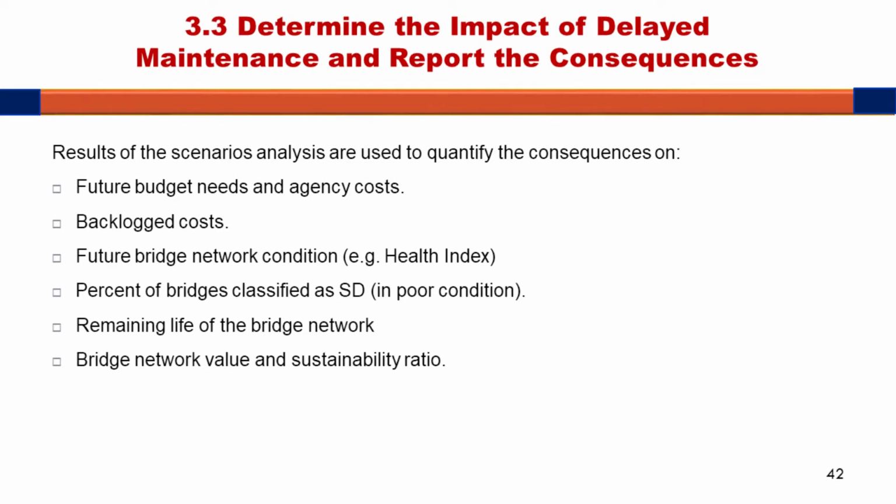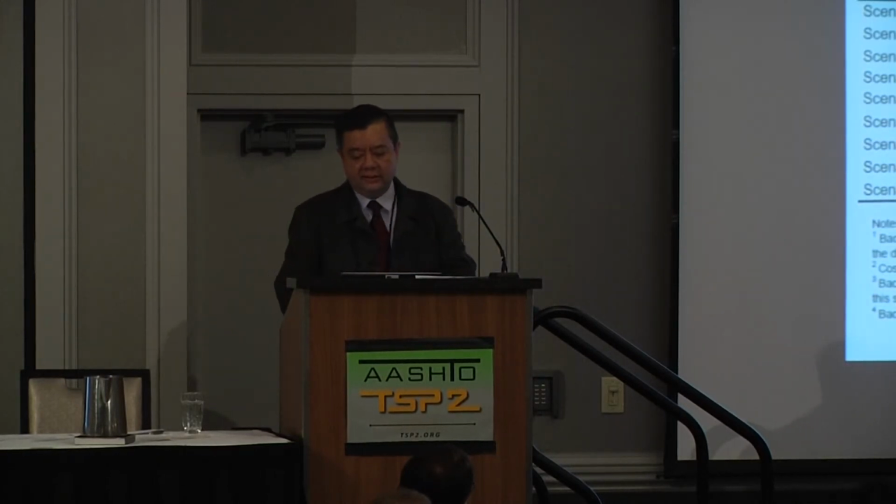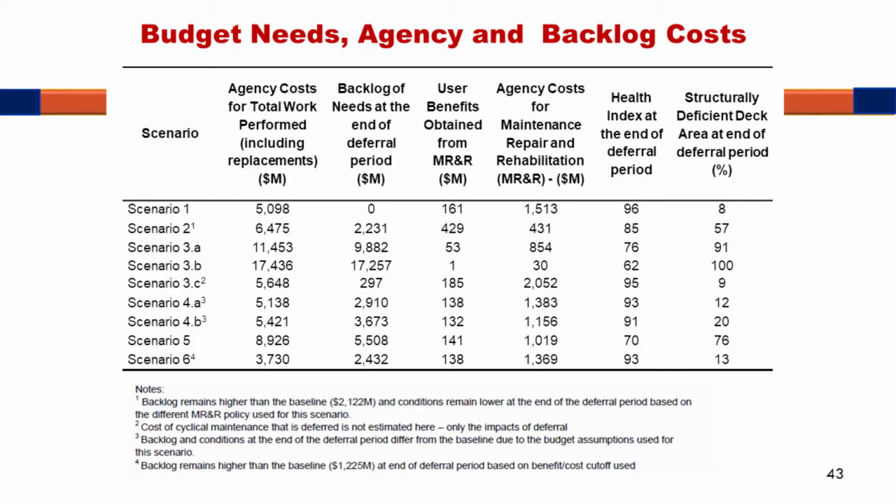So what are the consequences? That's the last step, which is kind of the critical one for our research. So we look at the needs, the costs, backlog costs. So as you can see, the categories are similar. The network condition, how many bridges are classified as D, in poor condition, remaining life, and bridge network value, sustainability ratio. That's another thing we look at, which is a ratio between the investment and what's really needed.